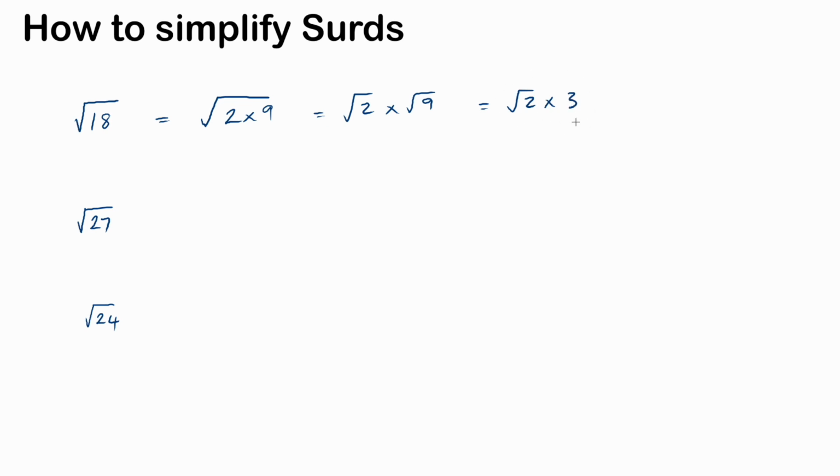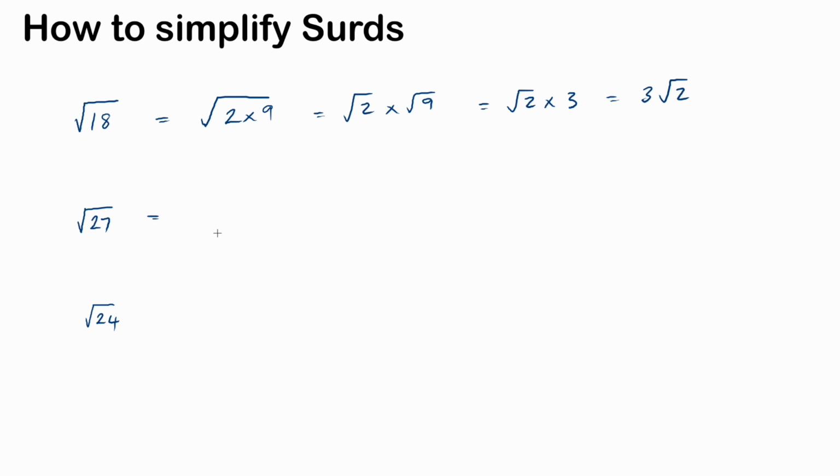All we need to do is neaten this up a little bit. So think about your algebra. We're going to get rid of the multiplication sign here. 3 root 2. And that is our simplified version of the square root of 18. If you put that in your calculator, that's the answer you'll come out with.